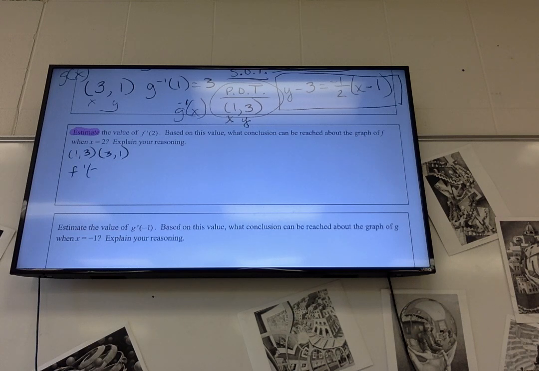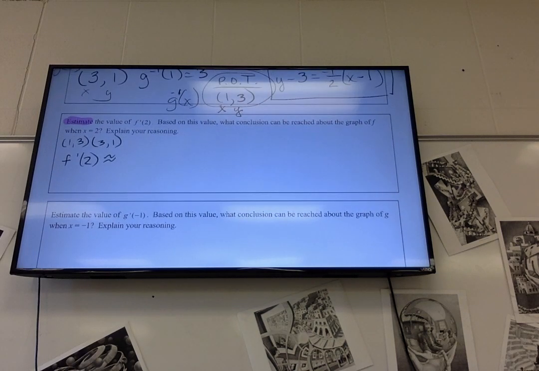So f prime of 2 is approximately the slope of these, because that's what we know slope to be. 1 minus 3 over 3 minus 1, negative 2 over 2. So it's approximately negative 1. And what conclusion can be reached about the graph at that point? Decreasing. Yes. Since f prime of 2 is less than 0, then f of x is decreasing at x equals 2.